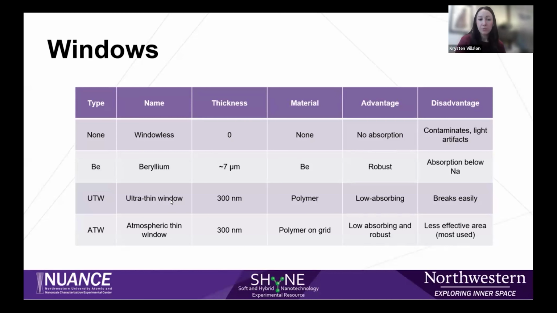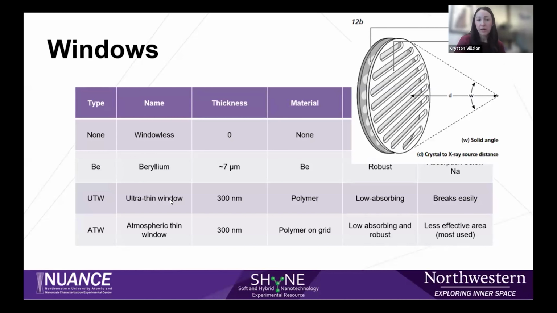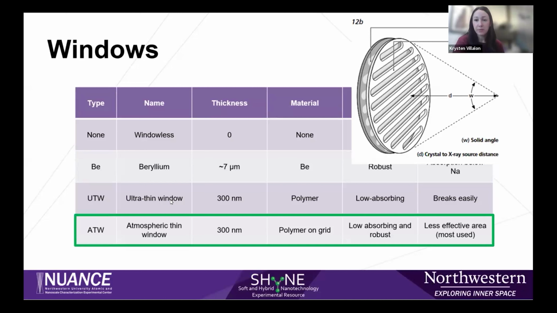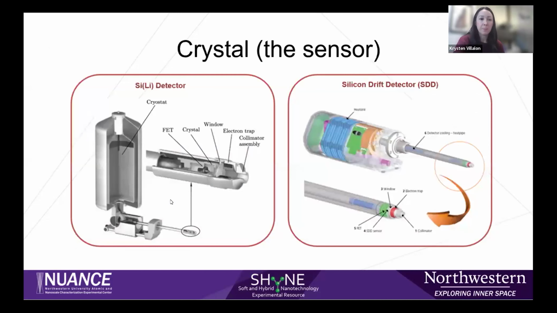So atmospheric thin windows are a compromise where you have this polymer that's supported on a grid. This decreases the effective area, but it helps it so it doesn't break so easily. And it's not so bad at absorbing very light energy X-rays. And this is actually the kind of window that we have currently on all of our EDS detectors here at Nuance. In terms of the sensor, the crystal, there's 2 types of EDS detectors you've probably heard about.